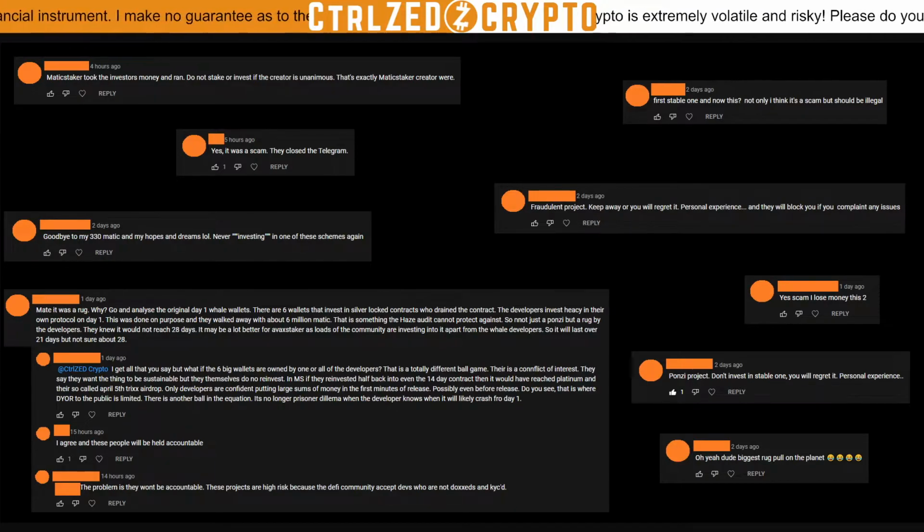When we're talking about ROI apps like MATIC Staker and Stable One, these are 100% Ponzi schemes, in my opinion. They're Ponzi schemes that create no value, that redistribute money from later investors to early investors. That's what they do. That's how they work. You have to understand what they do and how they work.